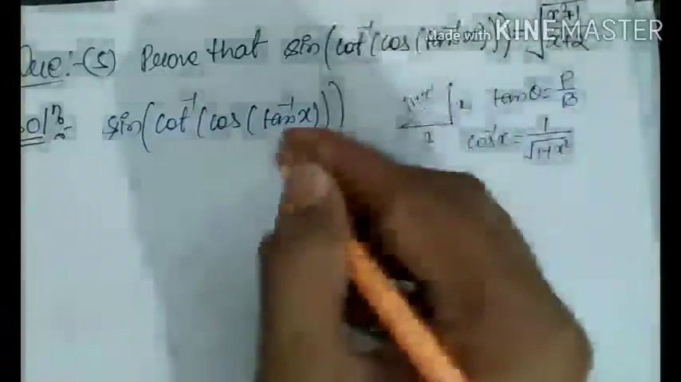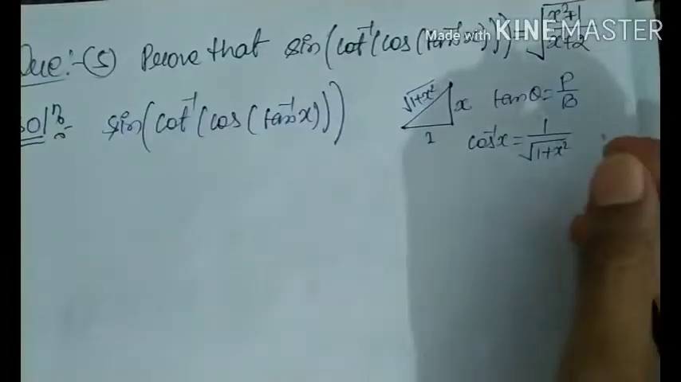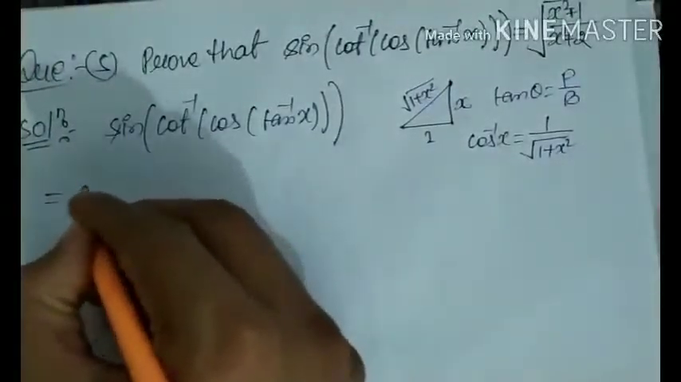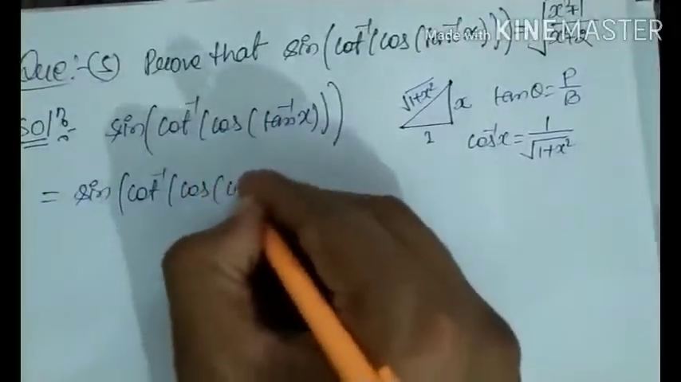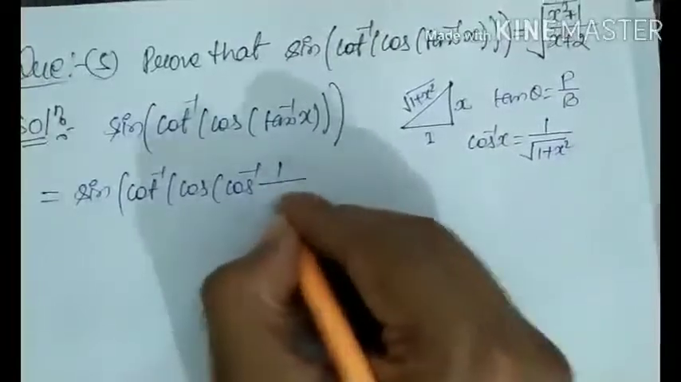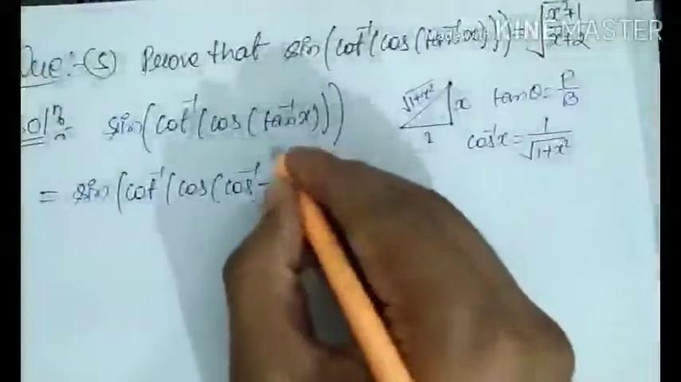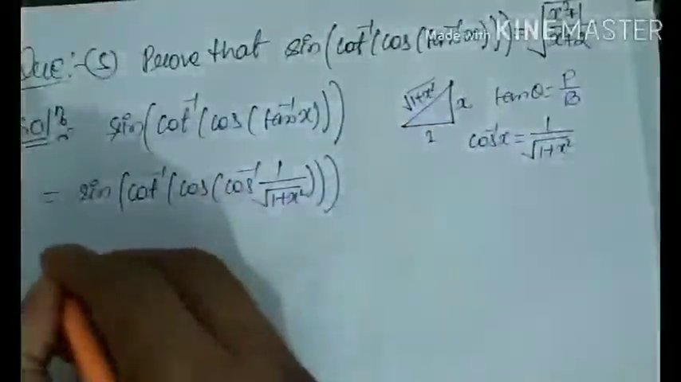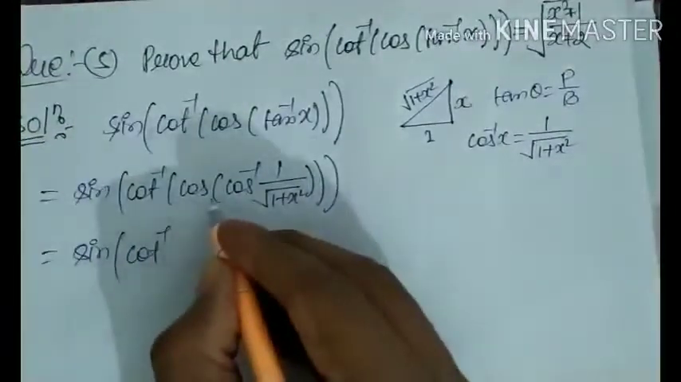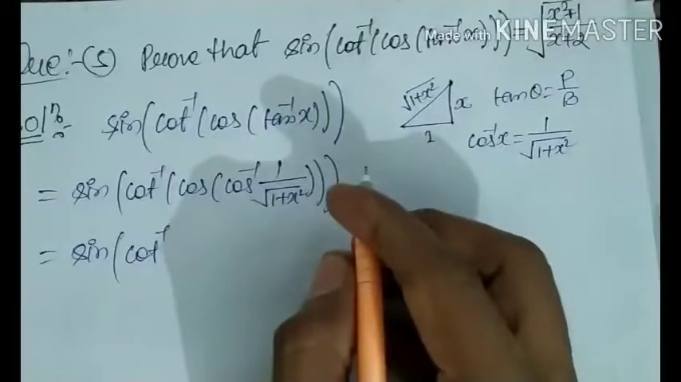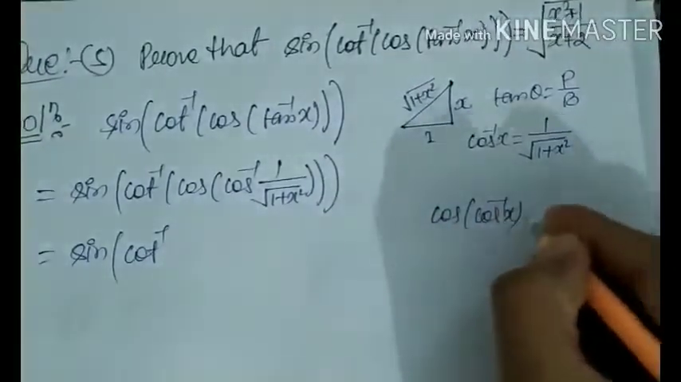Then at the place of tan inverse x, cos inverse x is equal to 1 upon under root 1 plus x square. That's why the conversion will be sine of cot inverse cos inverse 1 upon under root 1 plus x square, at the place of tan inverse x. Now sine of cot inverse cos inverse 1 upon under root 1 plus x square means cos of cos inverse x is equal to x.